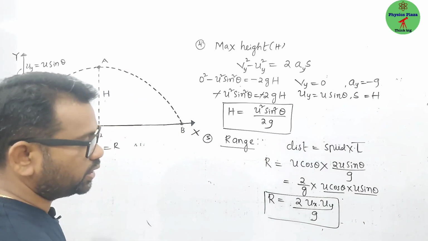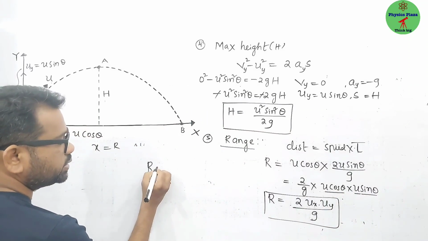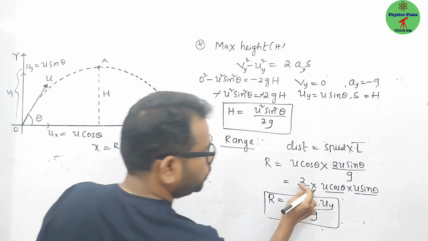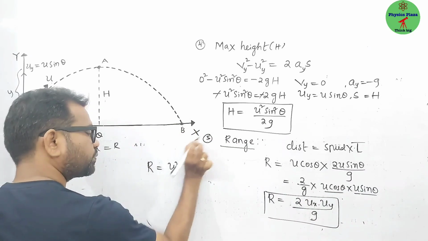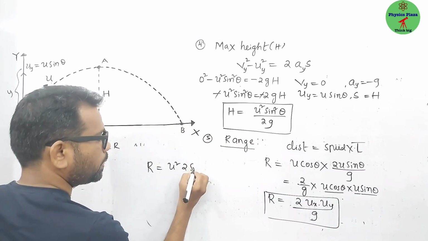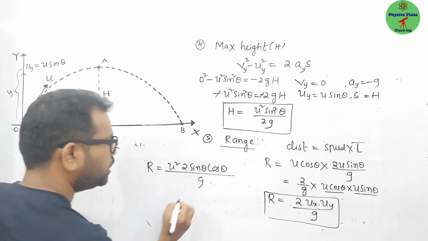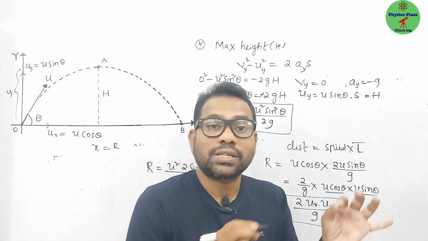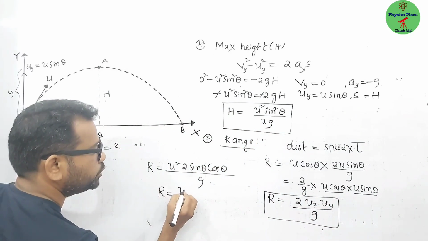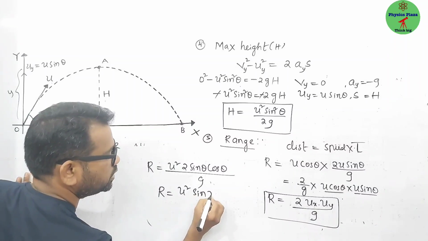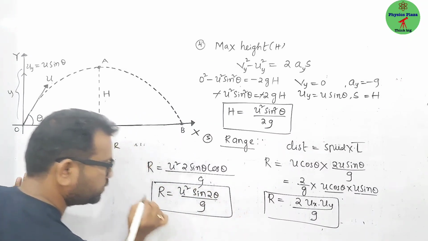If not, look at here, how can we write? R can be written as R is equal to u square, then 2 sin theta cos theta by g. But children, 2 sin theta cos theta is nothing but sin 2 theta. So range can be written as u square sin 2 theta by g. So this is the range.